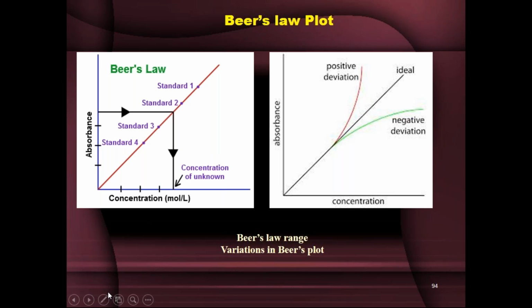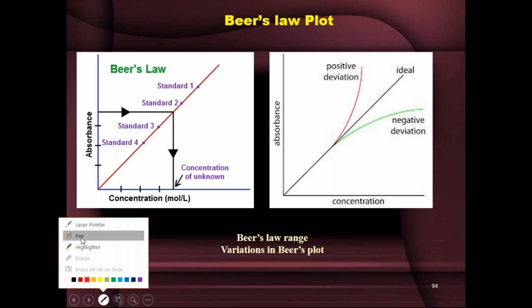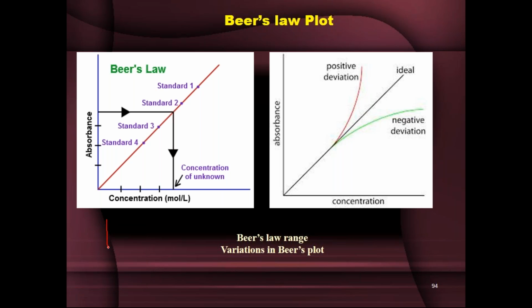Now, the other thing I would like to tell, because here we need to discuss variations in Beer's plot also. Regarding variations in Beer's plot, I will just draw you a graph here. Suppose this is your graph and you get a straight line like this. Does it indicate that the substance is obeying Beer's law?